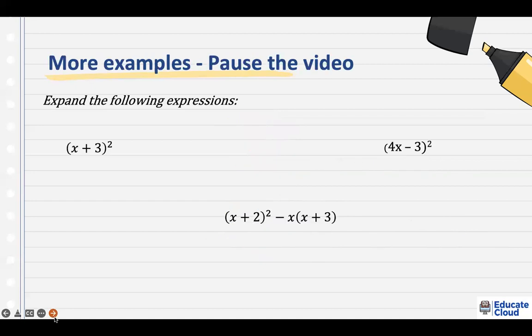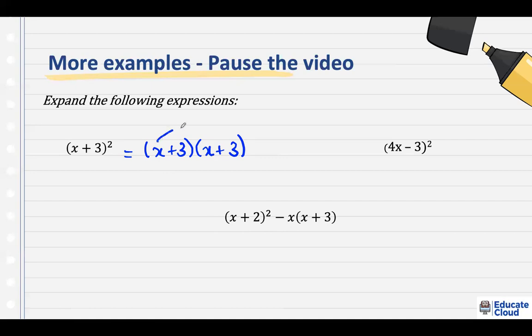Now we've got a couple more examples that we can practice. These are slightly more complicated. And with the first one, what a lot of people would do is just square the x and square the 3. But that is not what this is asking you to do. This is asking you to square the whole bracket. That means repeat this and times it by itself like this. So you're literally timesing everything by everything else.